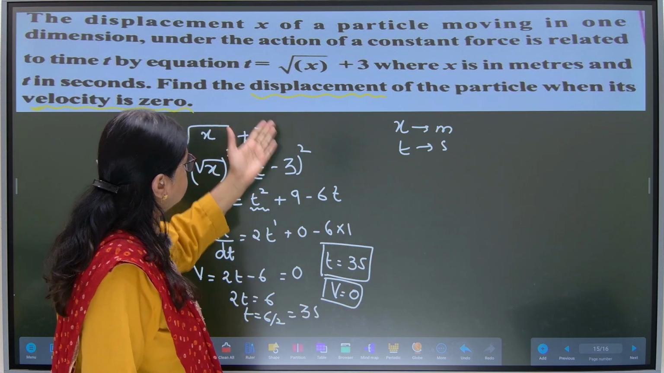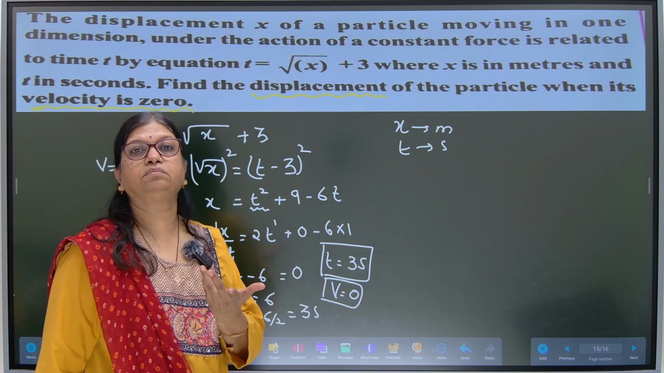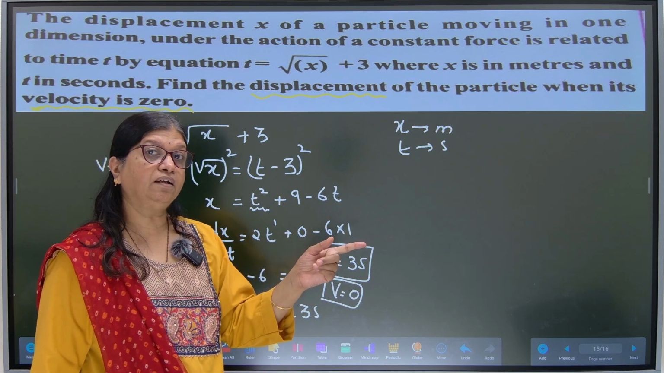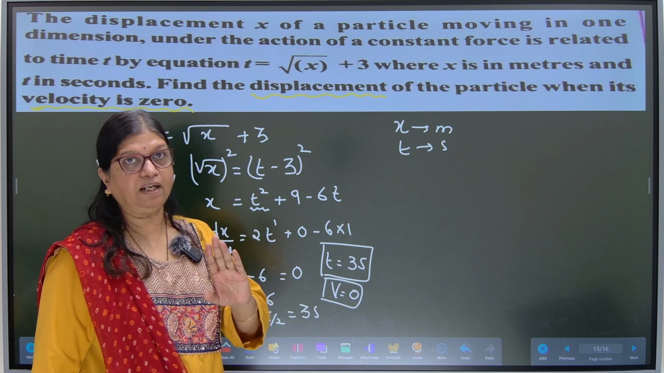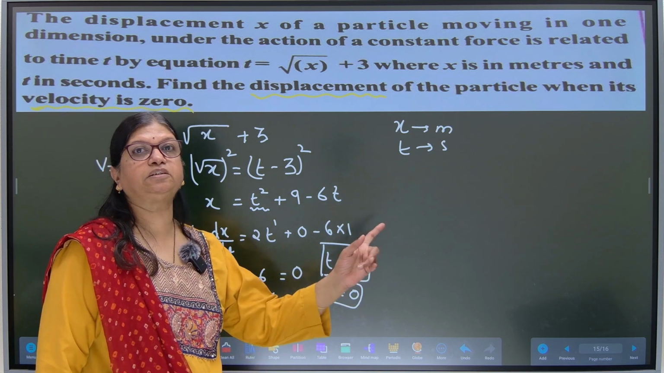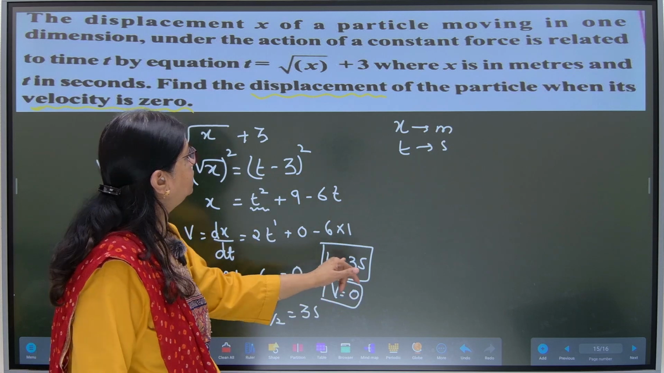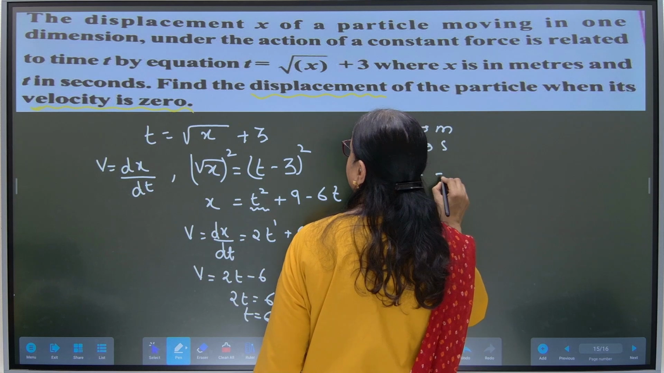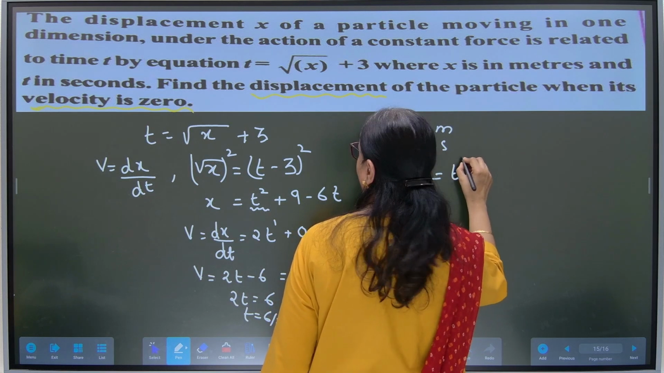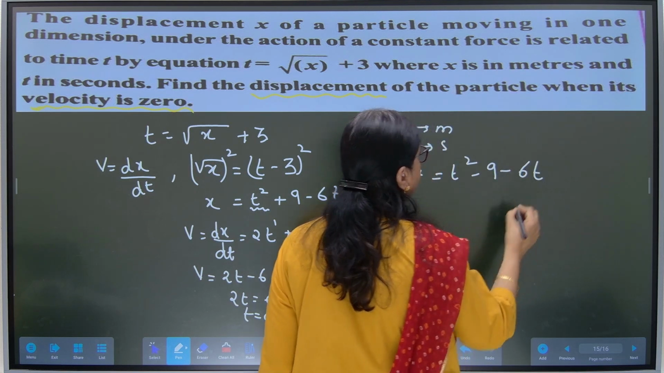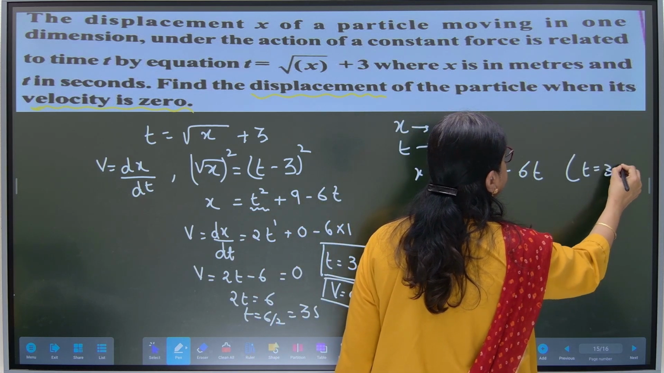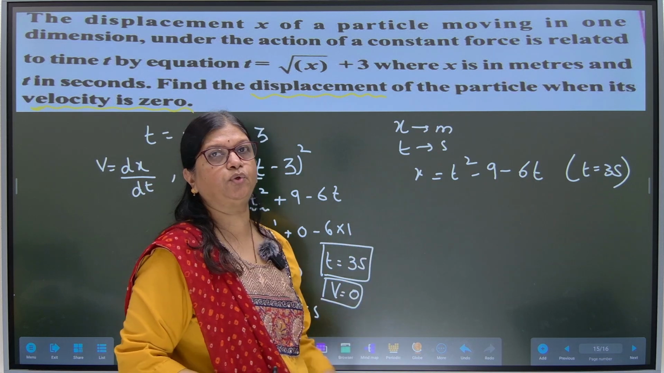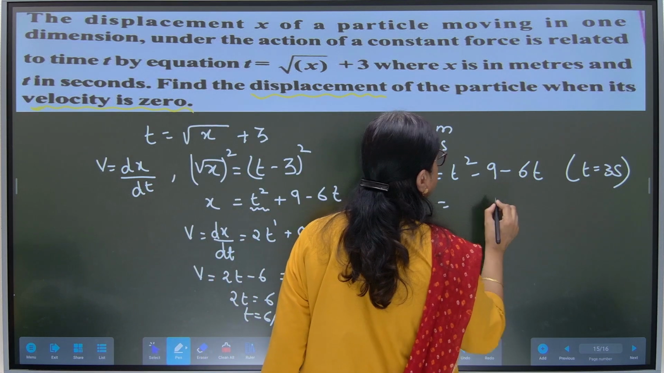Now let me see what they are asking. Are they asking me time? No. Then what are they asking me? Displacement. In the previous question they asked me time. Correct? In this question they are asking me displacement. So I should go one step ahead. Now t is equal to 3 seconds when v is equal to 0. So what is x then? x is equal to t square minus 9 minus 6t. What should I substitute? t is equal to 3 seconds. I should substitute here. Why? Because at v is equal to 0, I got t is equal to 3 seconds. I substitute. Fine.